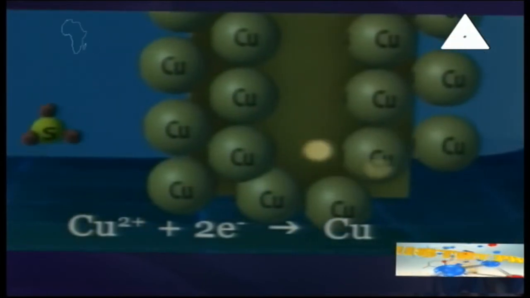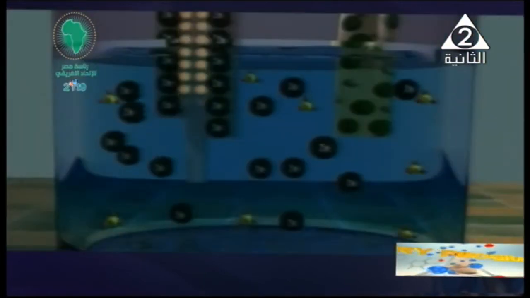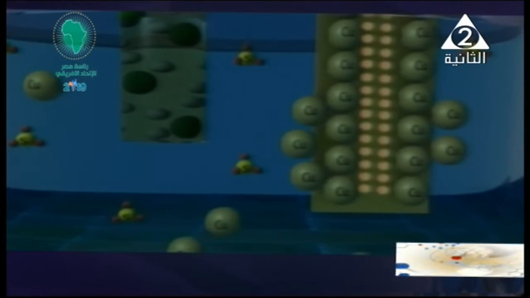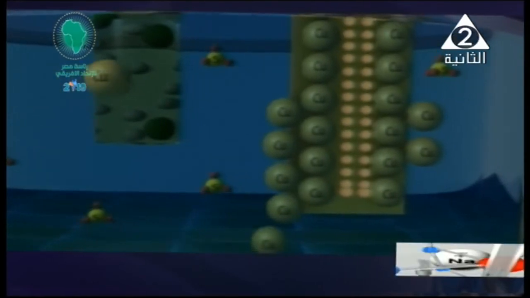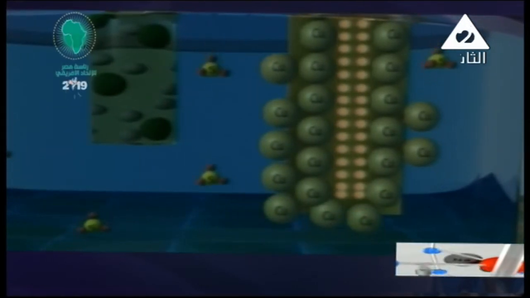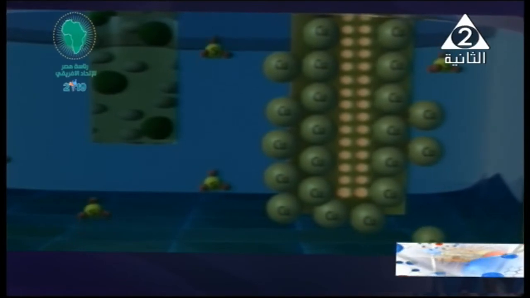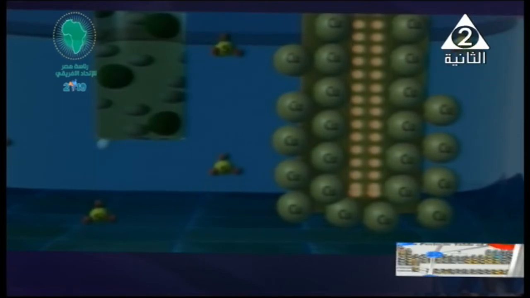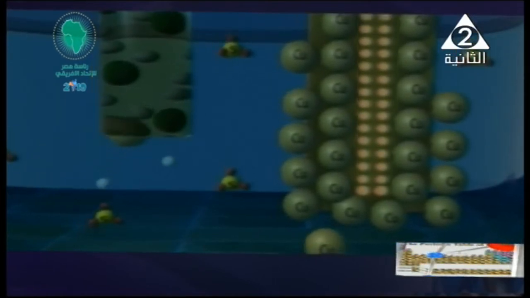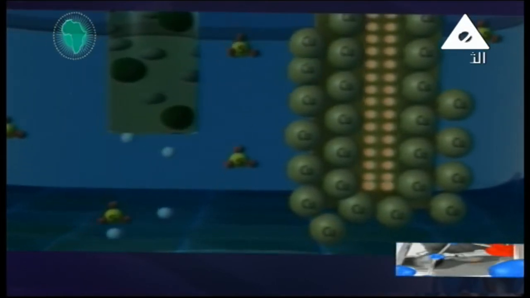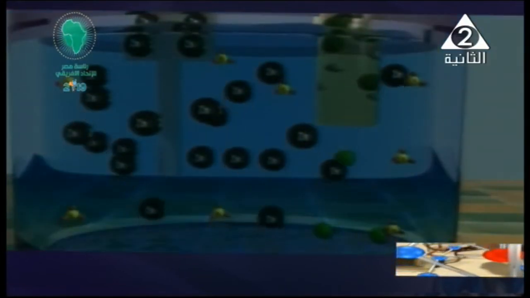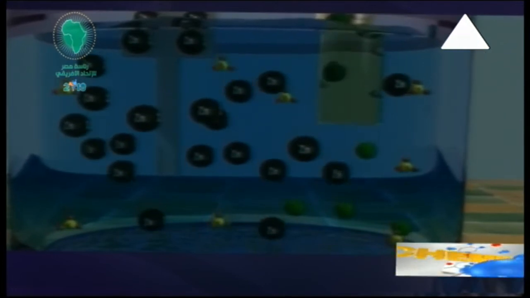Copper accepts 2 electrons that come from zinc, while zinc loses 2 electrons and changes into zinc ions. Zinc ions can move freely. Copper is precipitated, as you see, after accepting or gaining 2 electrons, while zinc ions increase.